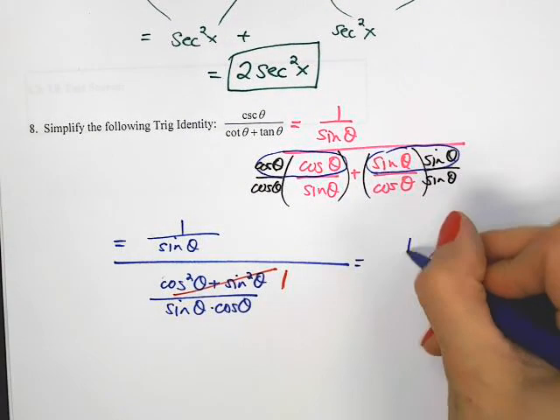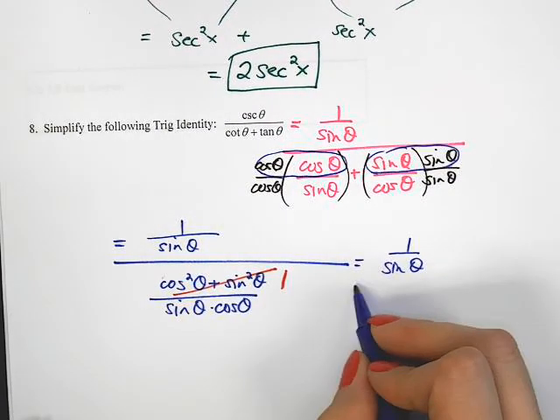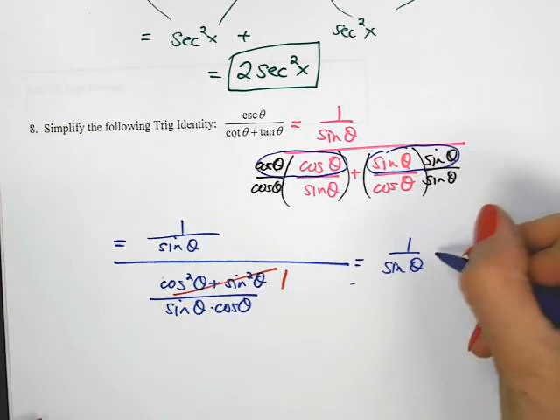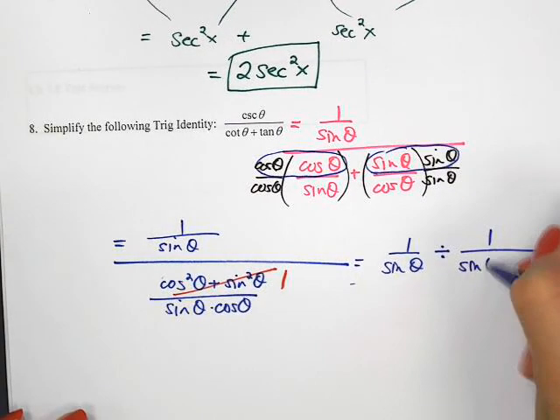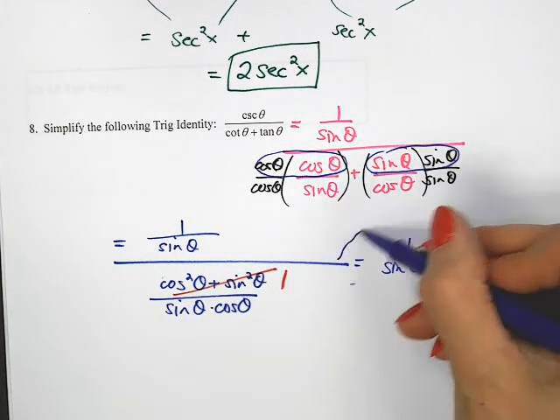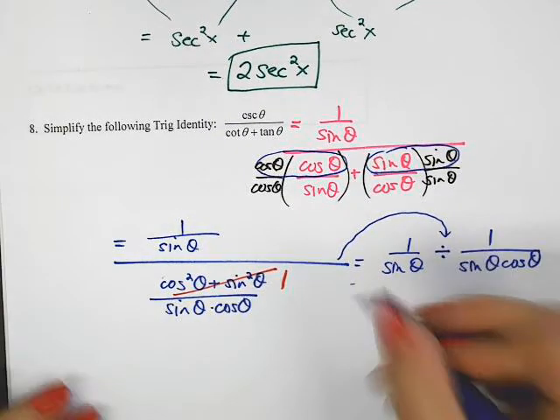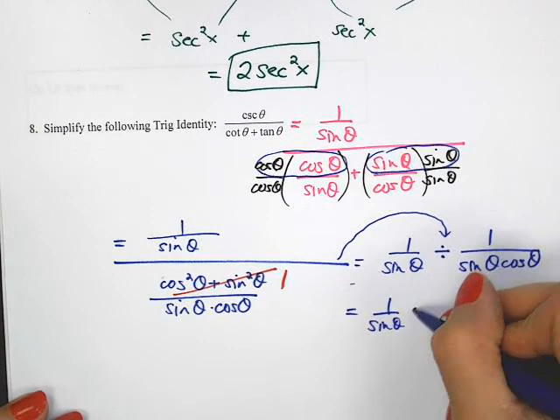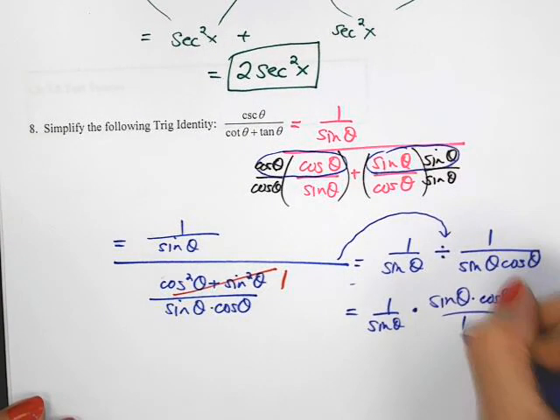So now we have 1 over sine of theta divided by 1 over sine theta cosine theta. I'm kind of tired of this quadruple decker, so instead of this big fraction bar, I just wrote it like an old school divide. And when you see a divide sign like that, you are going to take the second fraction and multiply by its reciprocal, sine of theta over cosine of theta.